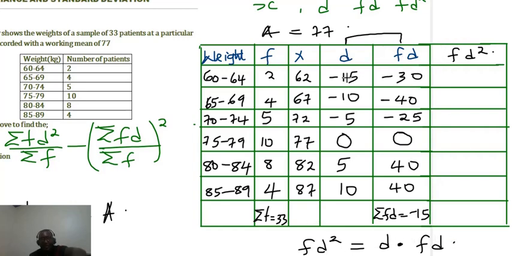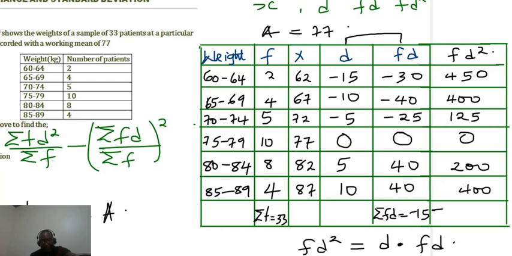So we go negative 15 times negative 30, we get a positive 450. Okay, negative 10 times negative 40, we get positive 400. Negative 5 times negative 25, we get positive 125. 0 times 0, we get a 0. 5 times 40, we get 200 here. And then finally, 10 times 40, we get 400.